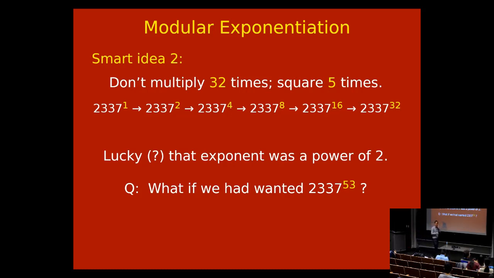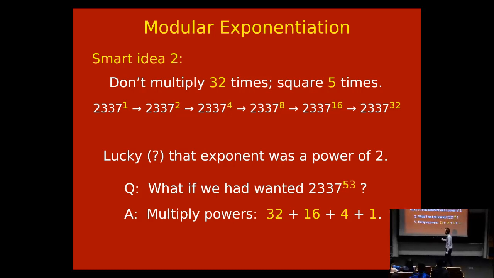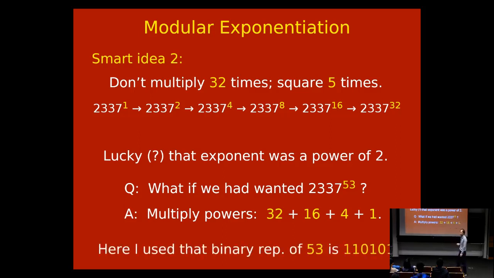Yeah, it's what you're saying. Yeah. We can get this without too much more work, given that we know this information, by just multiplying together the appropriate powers, because 32 plus 16 plus 4 plus 1 is 53. So if we multiply this one and this one, we get the thing to the power of 53. And how did I figure that out?